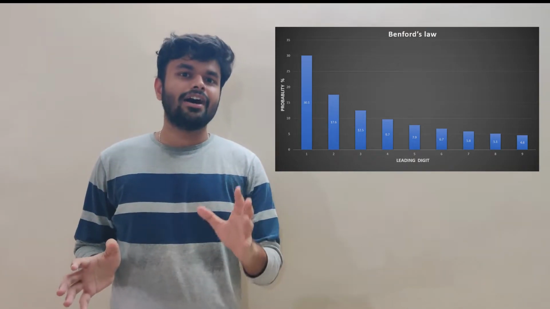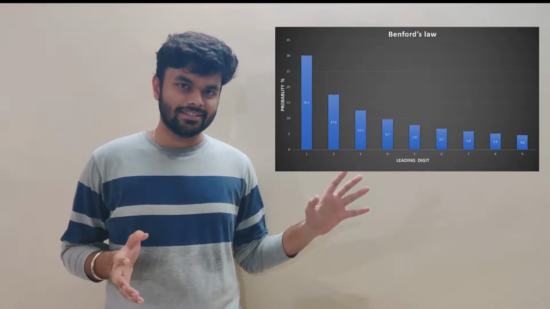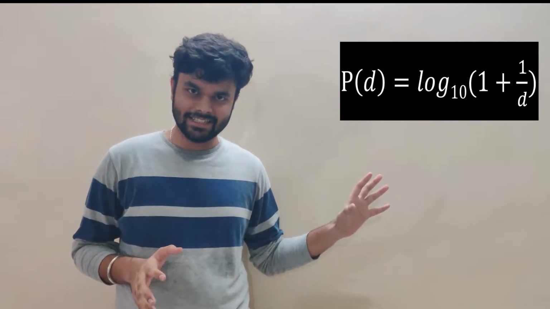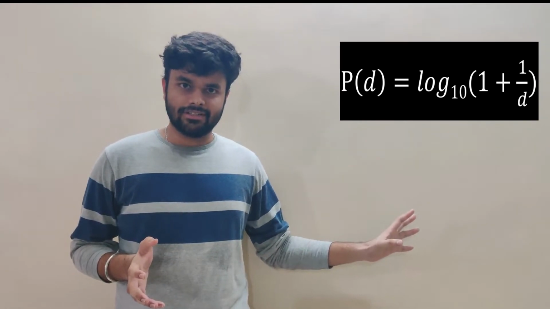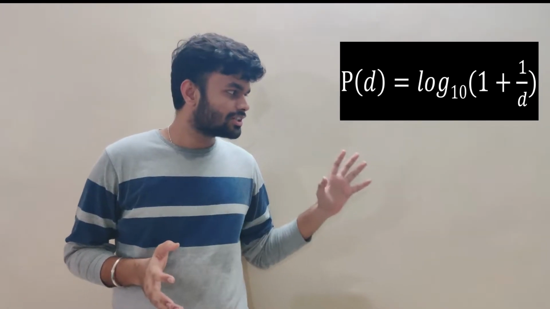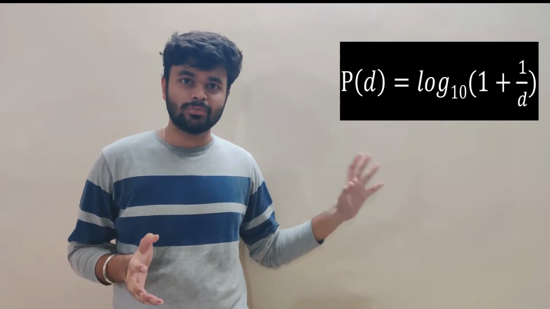Now there's a formula which gives us the probability of each digit. The formula is: probability of picking a number with a particular leading digit d is equal to log to the base 10 of (1 plus 1 by d). So for d equal to 1, we get 30%. The fun fact about this formula is that it works with log of all the bases. It doesn't necessarily have to be log to the base 10.